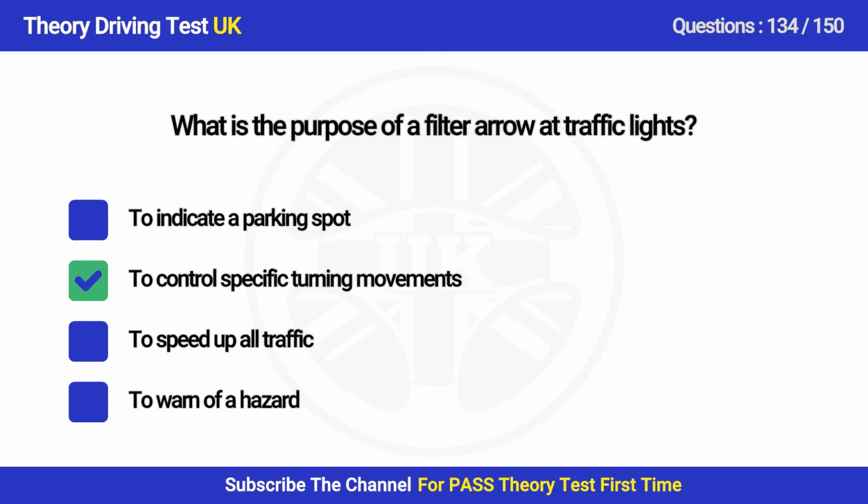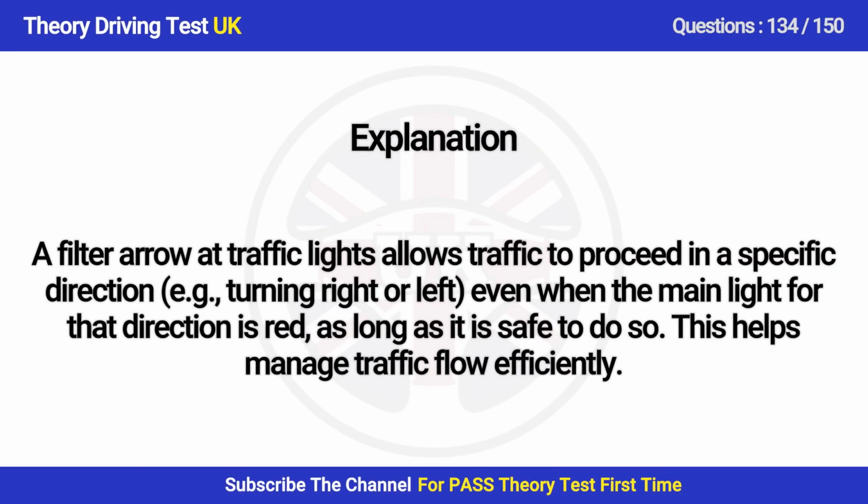Answer is B. To control specific turning movements. A filter arrow at traffic lights allows traffic to proceed in a specific direction, e.g., turning right or left, even when the main light for that direction is red, as long as it is safe to do so. This helps manage traffic flow efficiently.